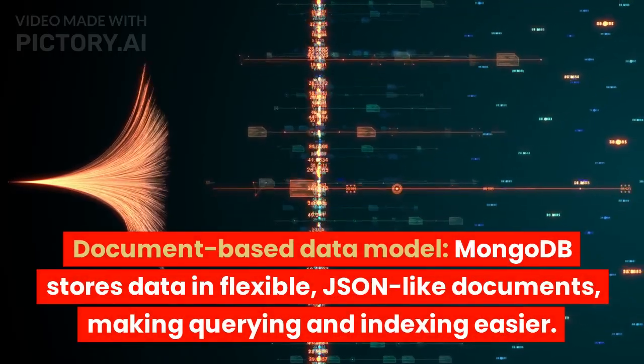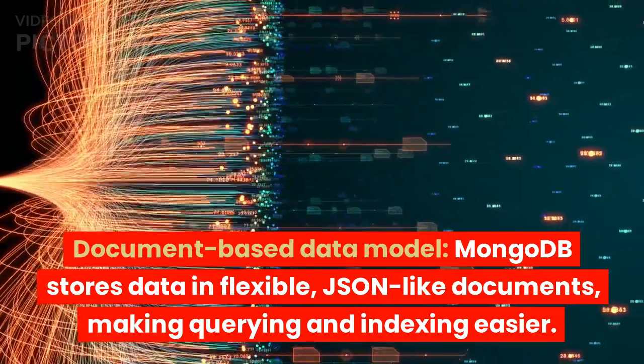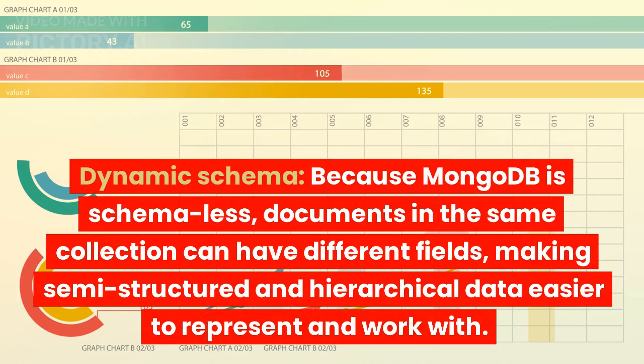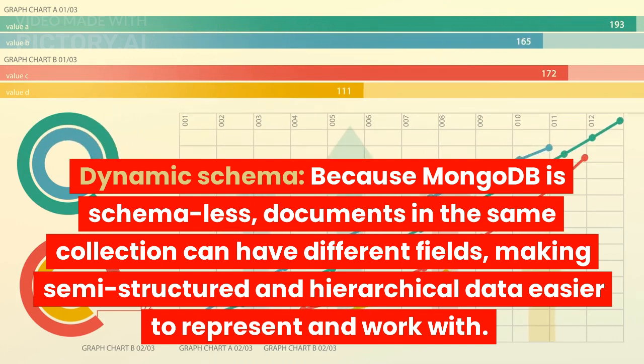Document-based data model. MongoDB stores data in flexible, JSON-like documents, making querying and indexing easier. Dynamic schema. Because MongoDB is schema-less, documents in the same collection can have different fields, making semi-structured and hierarchical data easier to represent and work with.